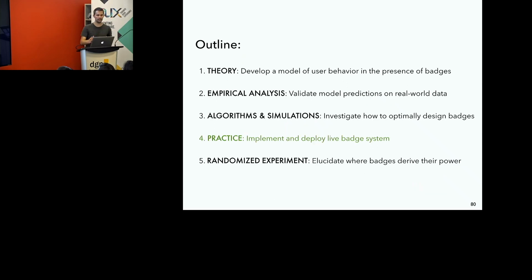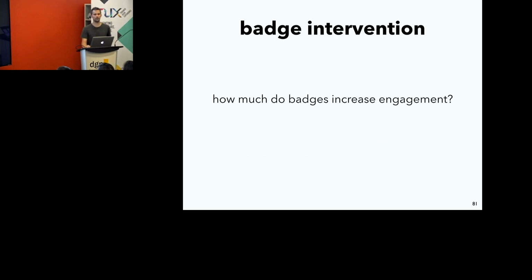Okay, so in the last part of the talk, I just want to talk about implementing this in practice. And we're curious about the following question: how much do badges really increase engagement? We have this model saying they do, and it matches up with real-world data, predicting that they will increase engagement near badge boundaries. But if you took a site and just added a badge system to it, does it really increase engagement?